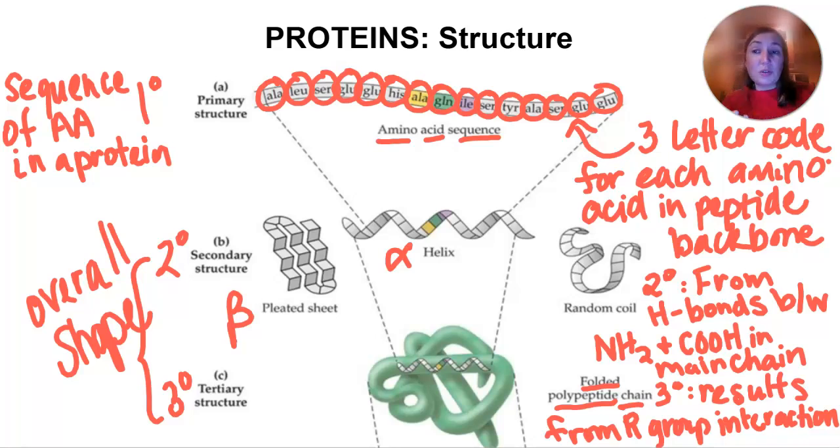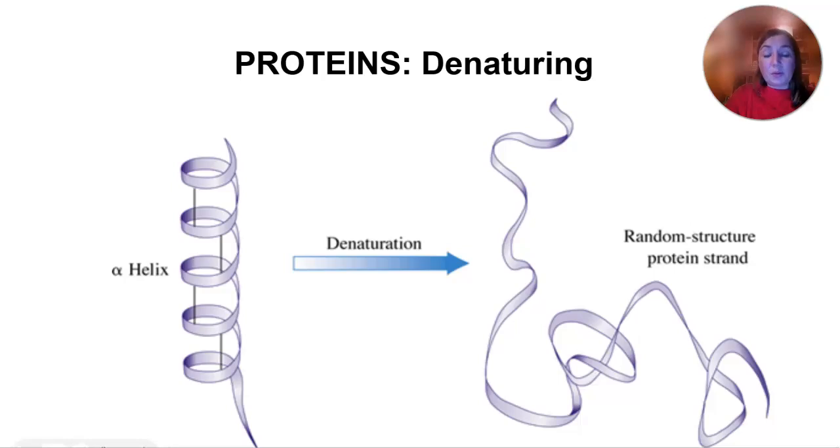What makes this tube kind of woven and twisted on itself? Well, that would be interactions from R groups. So, from those side chains, essentially, on the molecule, on the protein itself. Okay.